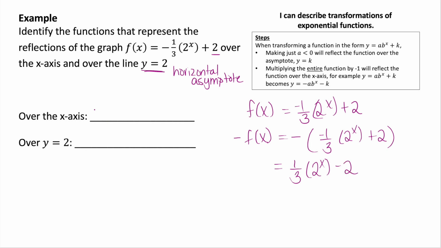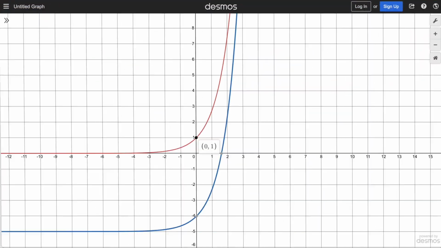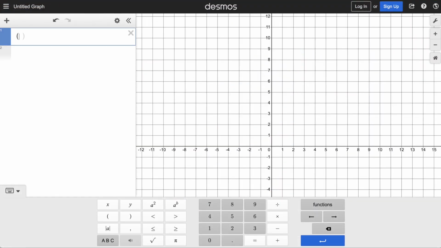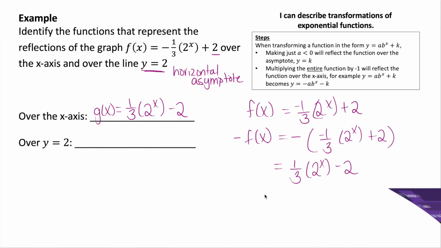Okay, so I'm predicting that if I have a function, let's say g of x equals 1/3 times 2 to the x minus 2, that's going to be reflected over the x-axis. So let's go to Desmos and make sure that that is in fact what happens. I'm going to type in the original function. So I have negative 1/3 times 2 to the x plus 2.